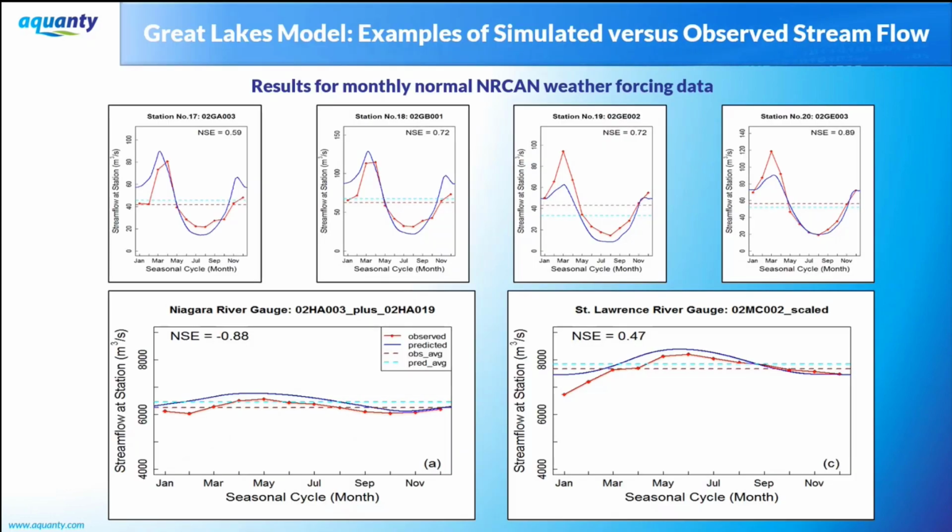And it actually did a pretty good job. We used monthly normal forcing from NRCan, Natural Resources Canada. And this is at a number of gauging stations, stream flows. Smaller streams, larger streams, including Niagara River, St. Lawrence, which we had to do a little bit of scaling for because our domain there did not include all of the drainage area that feeds into the St. Lawrence, but overall quite good.